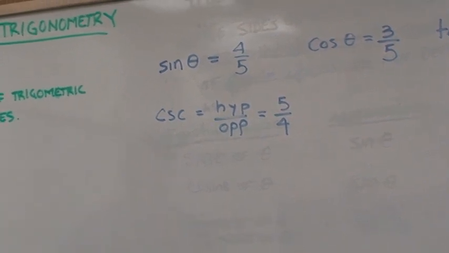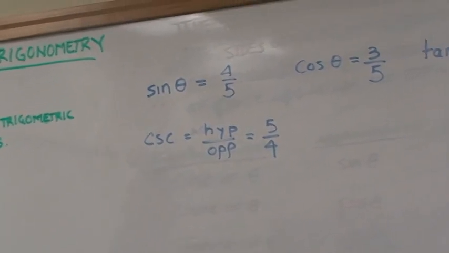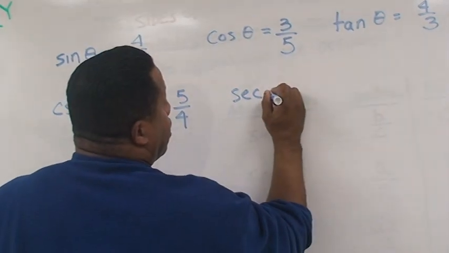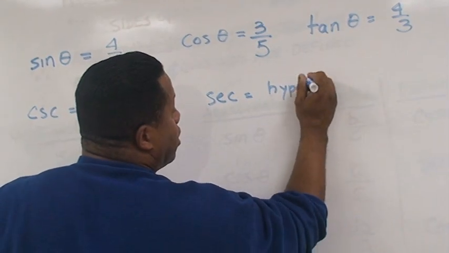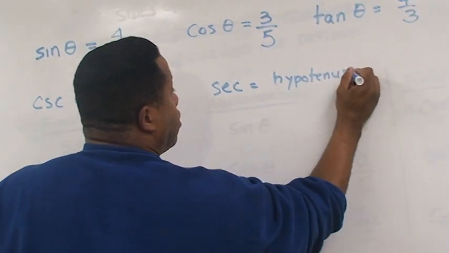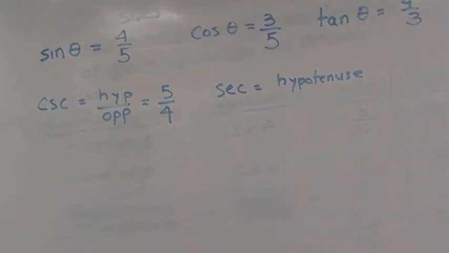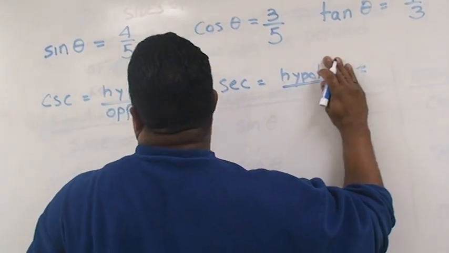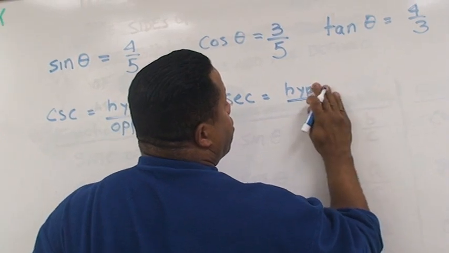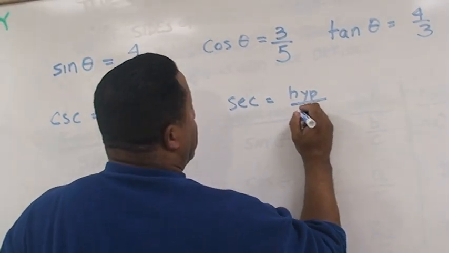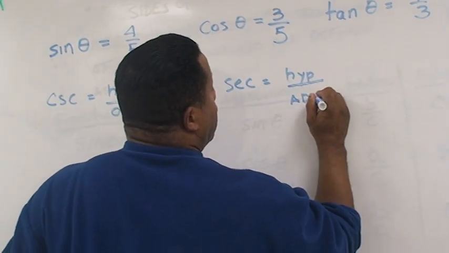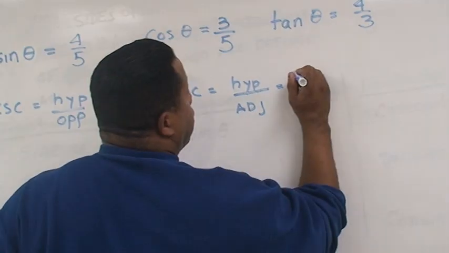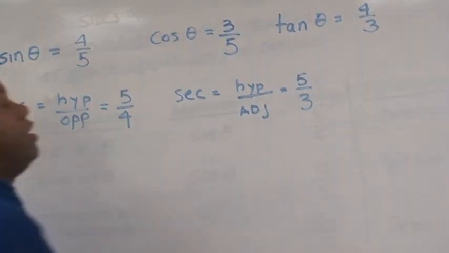How about the secant side? Secant identity will be hypotenuse over the adjacent side. Well, let's go ahead and just abbreviate this as well. I'm sorry, we'll abbreviate this. And when we do this, what do we get? We also get 5 over 3.